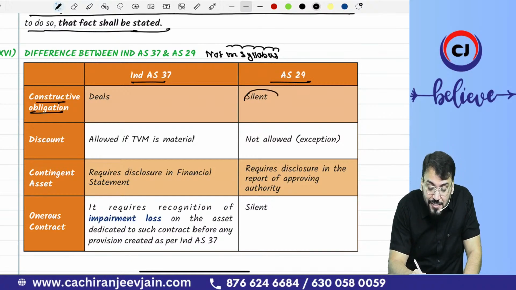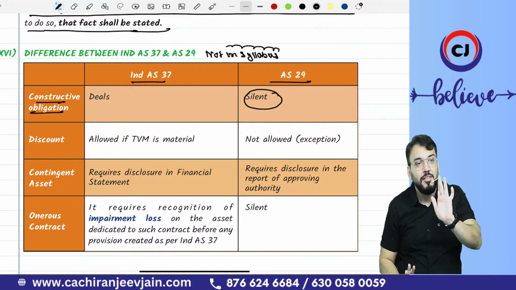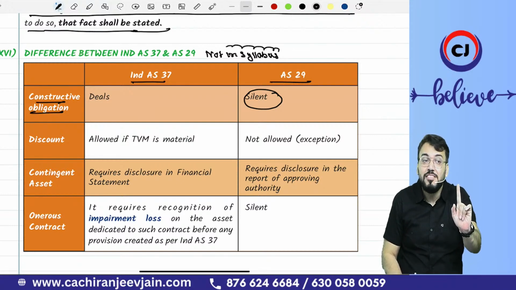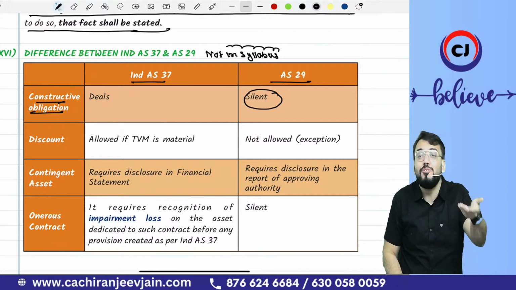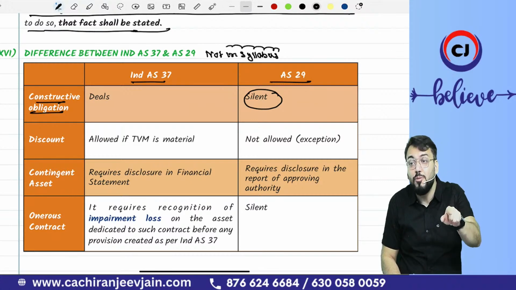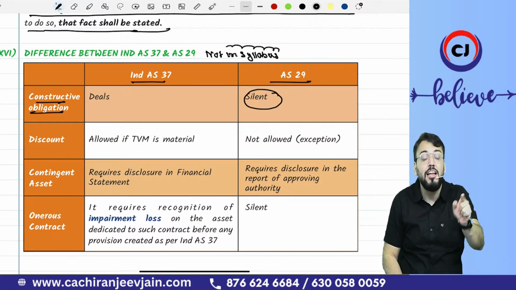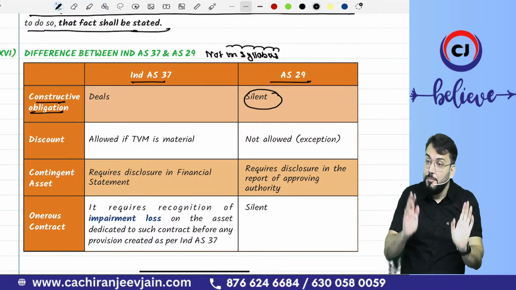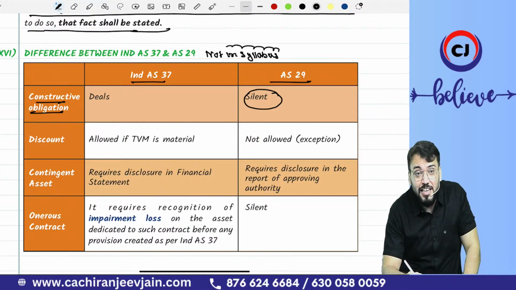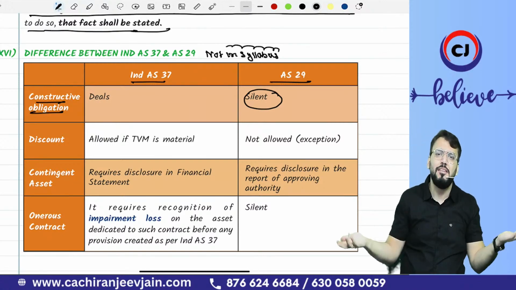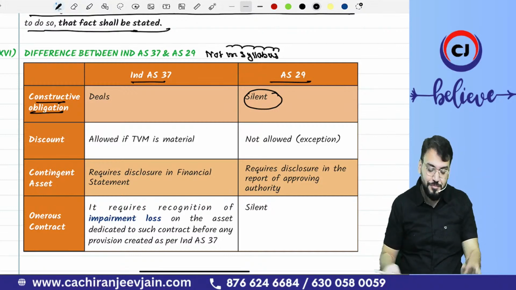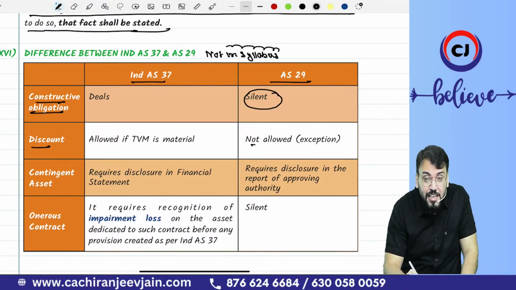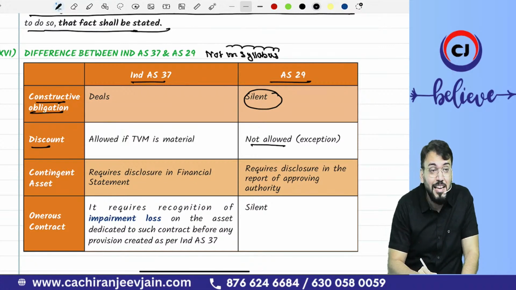Already I have said AS 29 is silent about constructive obligation. Silent means we can apply or we may ignore. So it depends upon your judgment whether you want to create a provision for constructive obligation as per AS 29 or not. Understood? In an interview this type of question can be asked: as per AS 29 should we create a provision for constructive obligation? It depends upon management judgment because AS 29 is silent regarding that. Discounting: AS 29 does not allow discounting, but under Ind AS 37, if the time value of money is material, discounting is allowed.